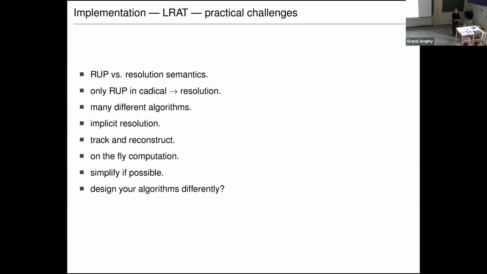What are the practical challenges then of computing LRAT? I already talked about the differences between group and resolution semantics. Now we know we can use duplicate units in root proofs, and there's a verified checker based on CakeML. I will agree that this is fine, I think.